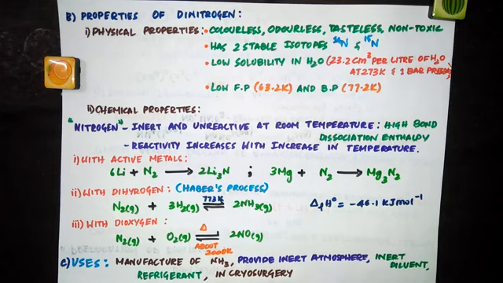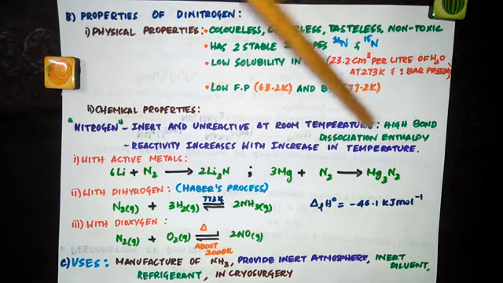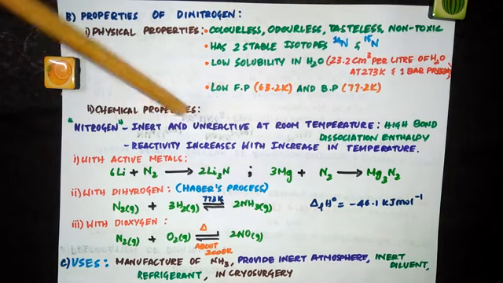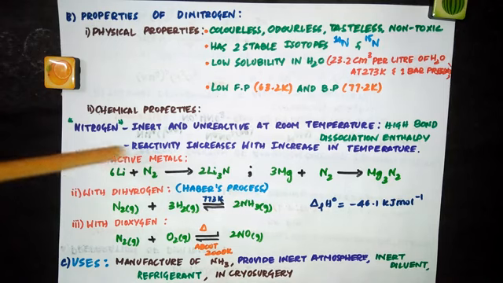But you can make dinitrogen combine with metals, non-metals, as well as certain compounds under strong conditions. But at room temperature and in normal conditions, this dinitrogen is inert and unreactive. It is because of the high bond dissociation enthalpy. But it becomes reactive when there is increase in temperature. So reactivity of dinitrogen increases with increase in temperature. So under that conditions, dinitrogen reacts with active metals.